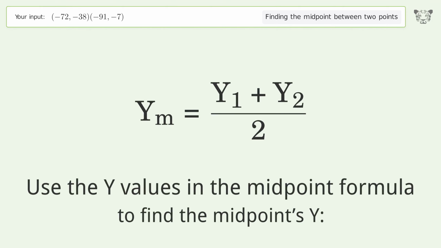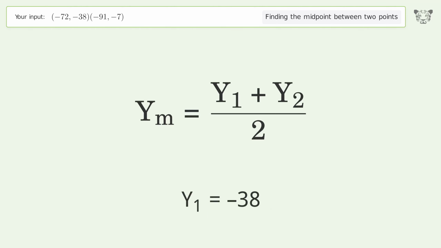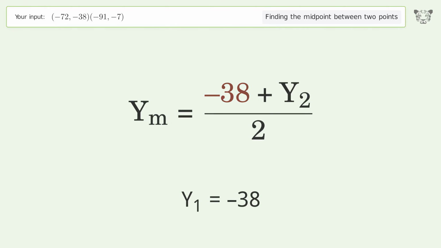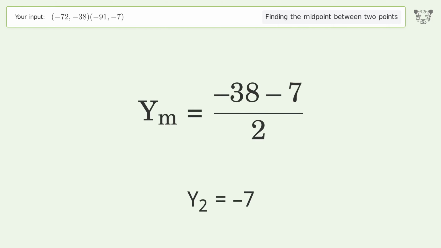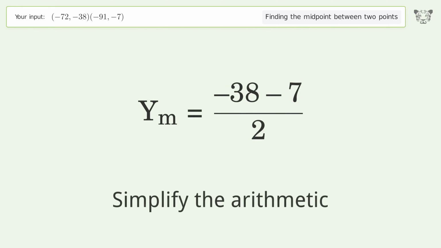Use the y values in the midpoint formula to find the midpoint's y. y1 equals -38. y2 equals -7. Simplify the arithmetic.